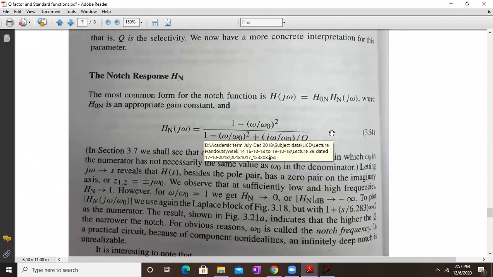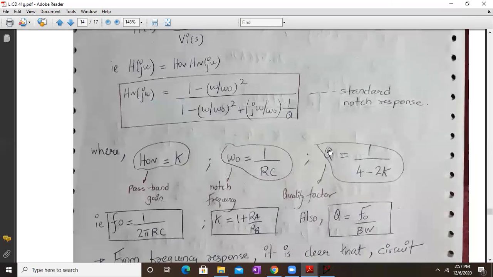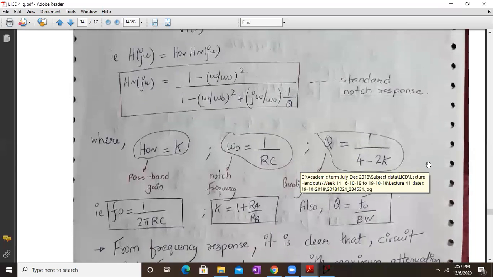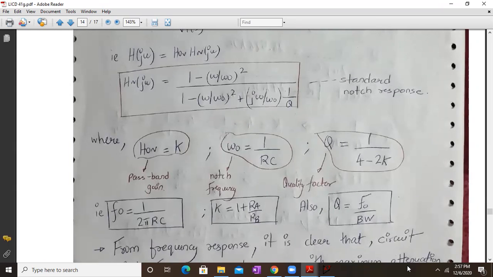HON into 1 minus omega upon omega naught square, divided by 1 minus omega upon omega naught square plus j omega upon omega naught into Q. So that's the equation which we are getting. While deriving, you will get the value of HON as K, which is the passband gain, and omega naught is the notch frequency, which is 1 upon RC.